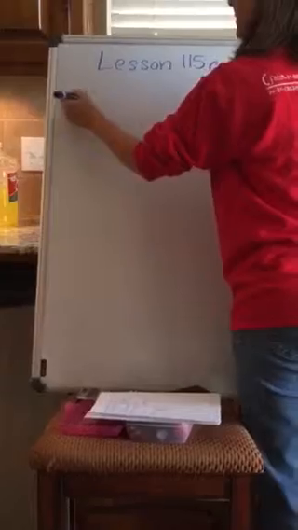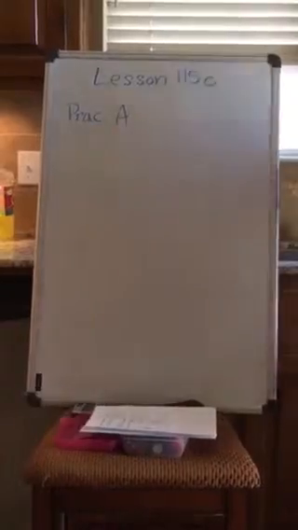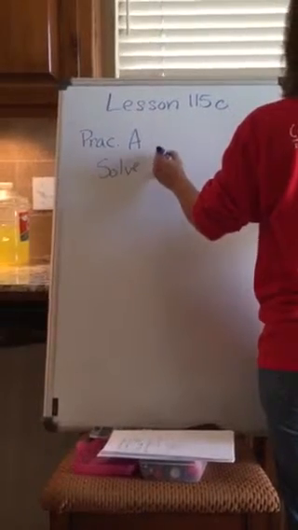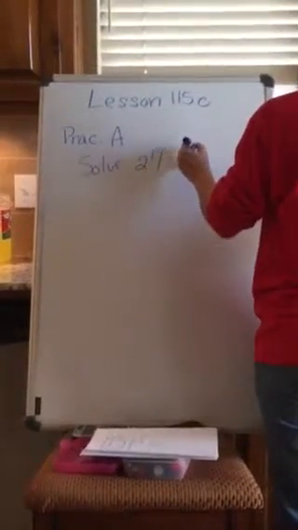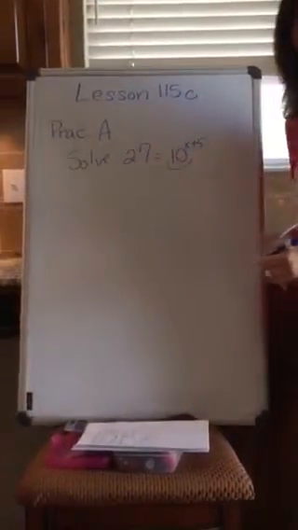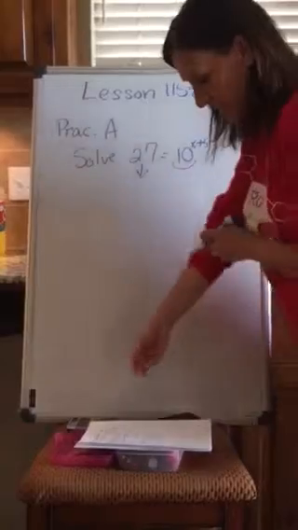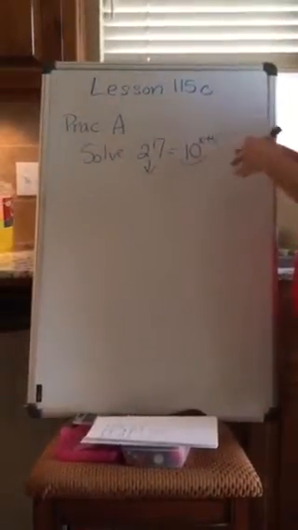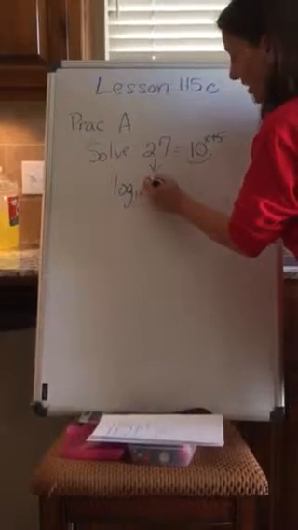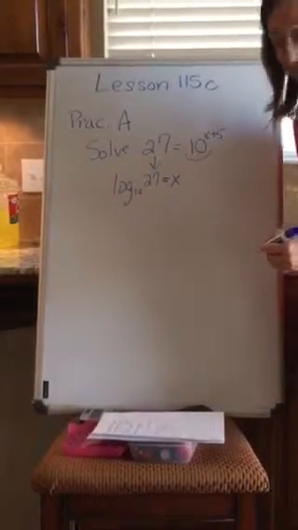All right, so this is practice A. It says solve 27 equals 10 to the x plus 5. 10 is my base. I want to be able to have an exponent to an exponent. So I have to put 27 as 10 to an exponent. So what is it? The log, my base is 10. I want my answer to be 27, that's my antilogarithm. Equals, I don't know what my exponent is.